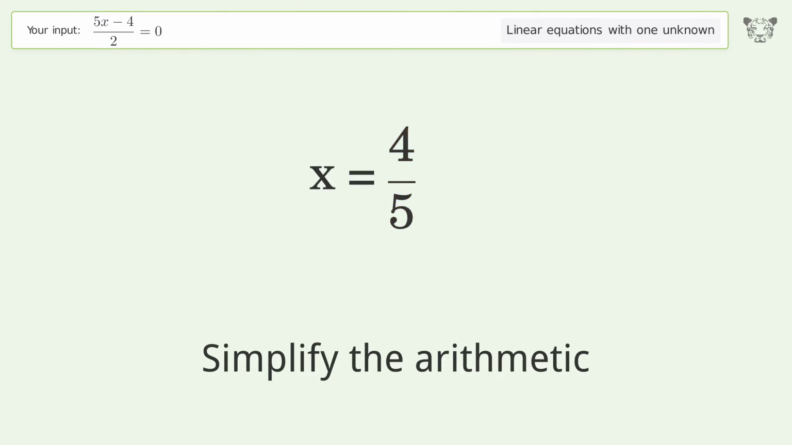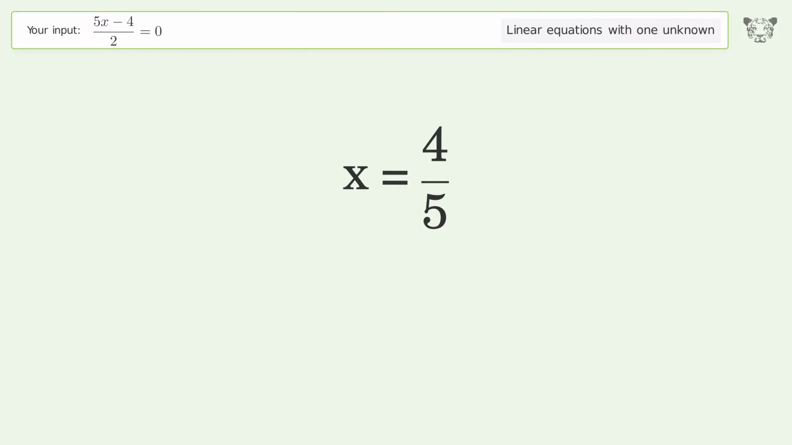And so the final result is x equals 4/5.